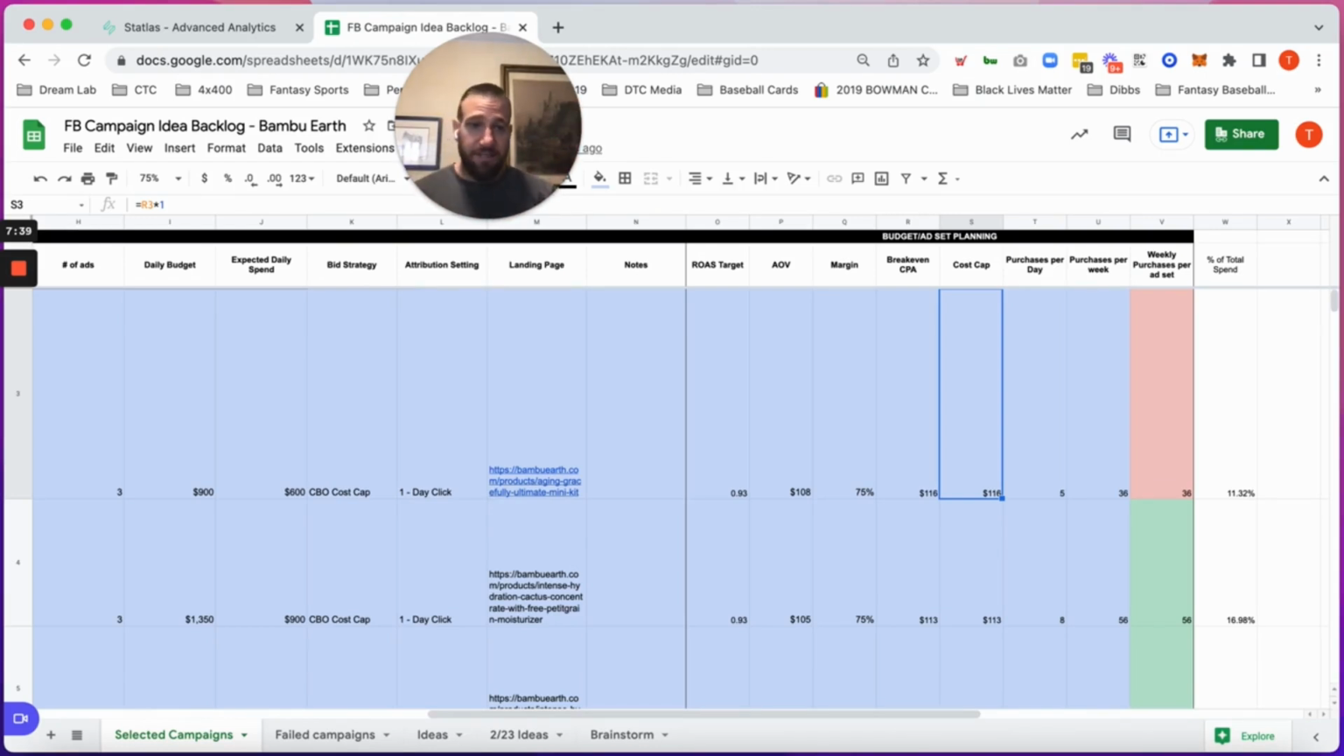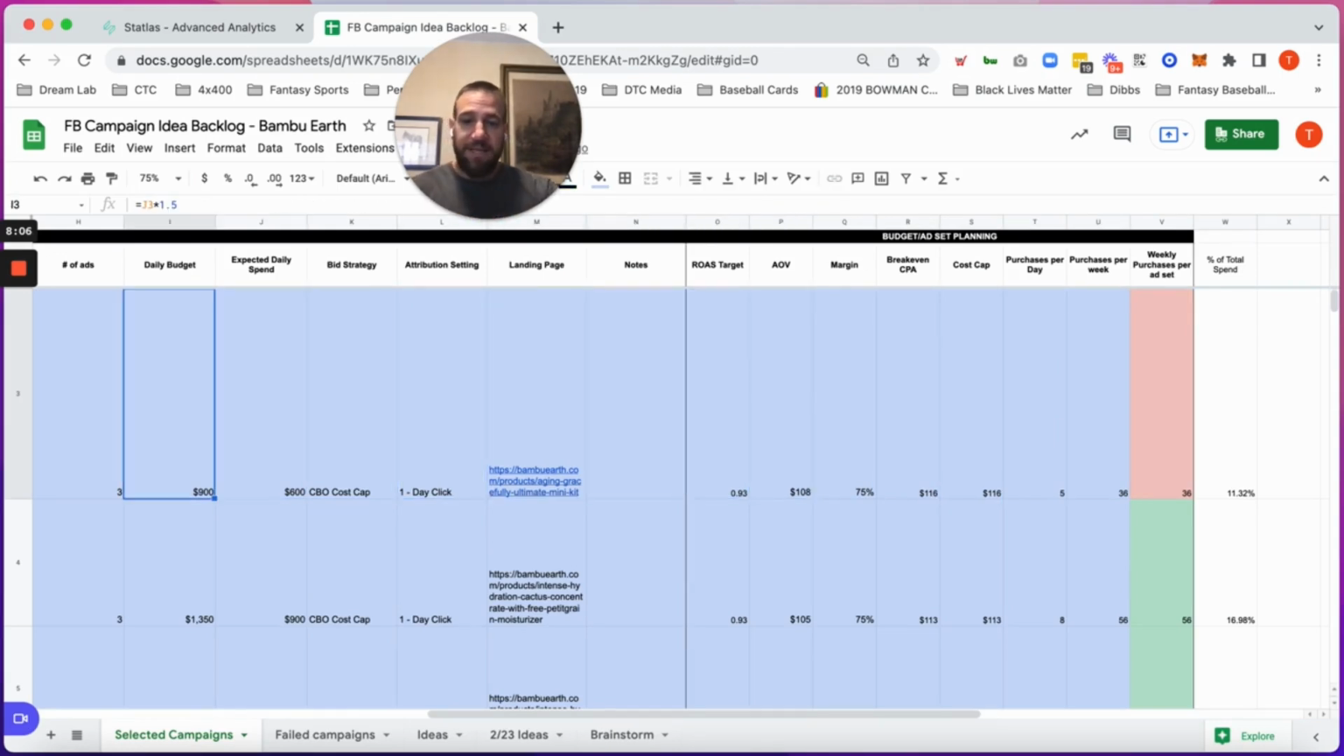So at $116, we built this little calculator that, depending on what I put for the daily budget, so if I change this to $1,200 as an example, oh no, it's this one, $900, you'll see the number of purchases that I anticipate getting that week will change. And I want to make sure I'm getting to 50. So this is just a way for us to say, do we have enough budget to get out of learning phase for this funnel? If not, how much daily budget would we need?